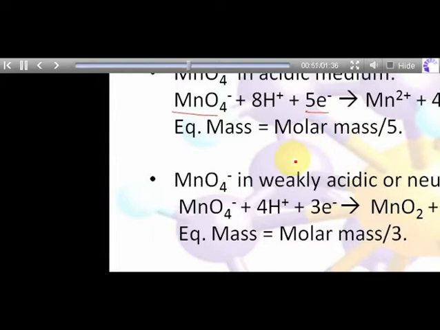In weakly acidic or neutral or slightly alkaline medium, the reaction can be written as MnO4 minus plus 4H plus plus 3 electrons gives MnO2 plus 2 H2O. As we can see, 1 mole of potassium permanganate reacts with 3 moles of electrons. So, its equivalent mass will be equal to its molar mass divided by 3. Similarly, in alkaline medium, the reaction can be written as MnO4 minus plus an electron gives MnO4 2 minus. Since 1 mole of potassium permanganate is reacting with 1 electron, its equivalent mass will be equal to its molar mass in this case.